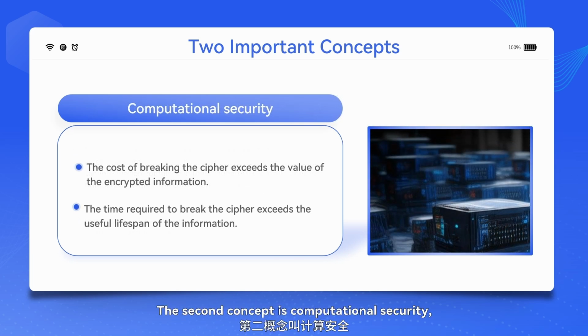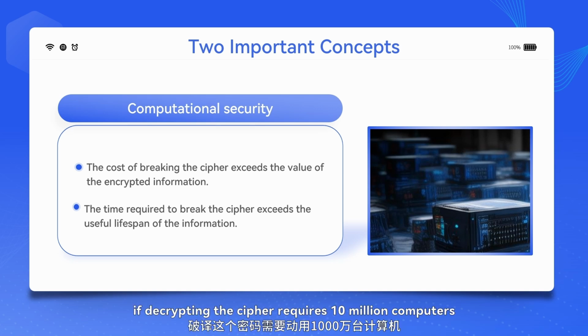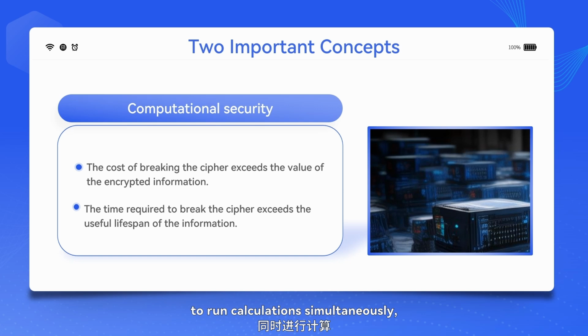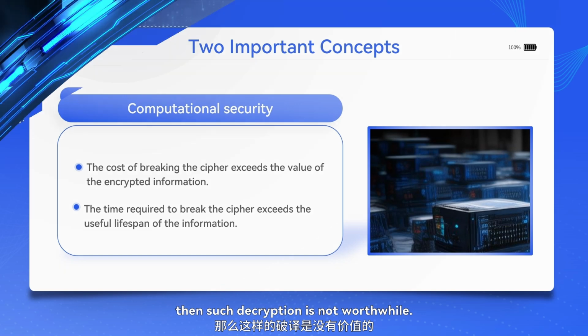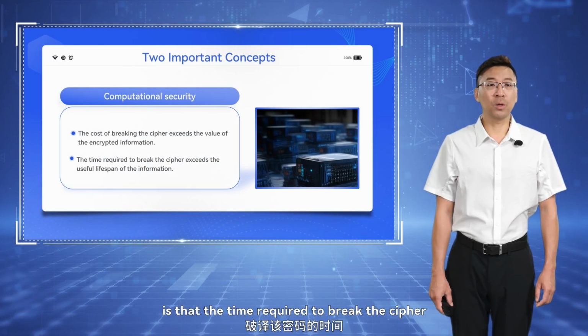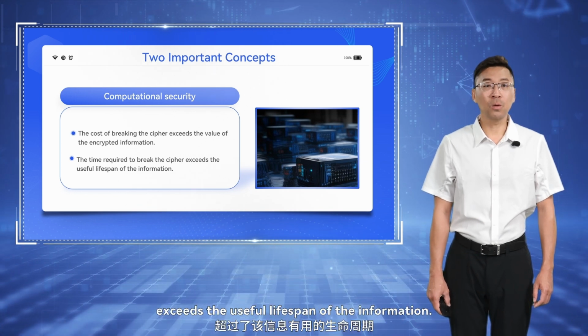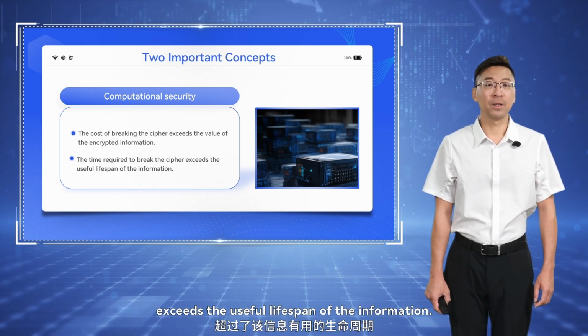The second concept is computational security, meaning that the cost of breaking the cipher exceeds the value of the encrypted information. For example, if decrypting the cipher requires 10 million computers to run calculations simultaneously, the cost is extremely high. If the value of the information is not enough to offset the cost, then such decryption is not worthwhile. The second point is that the time required to break the cipher exceeds the useful lifespan of the information.